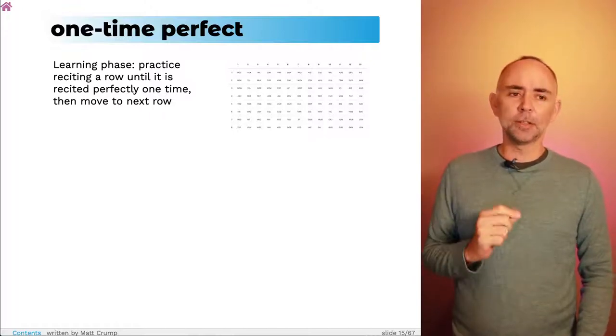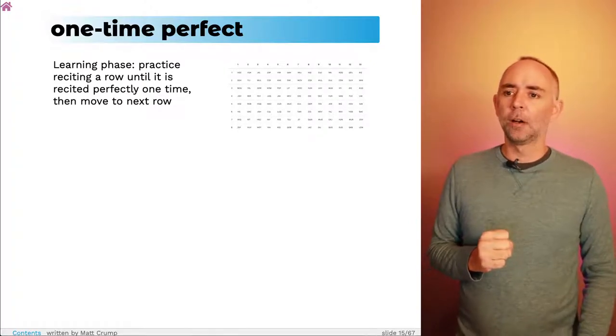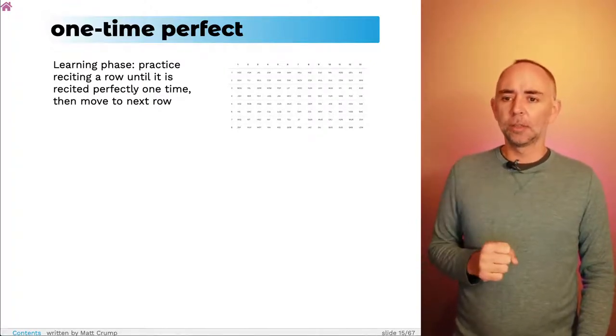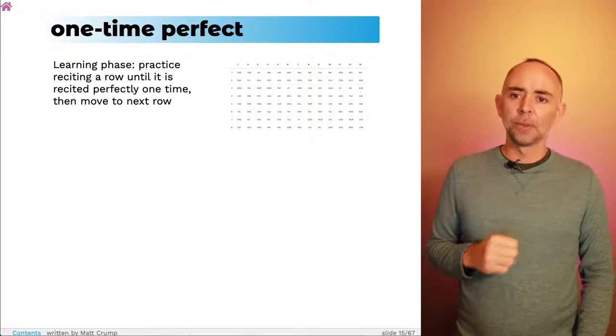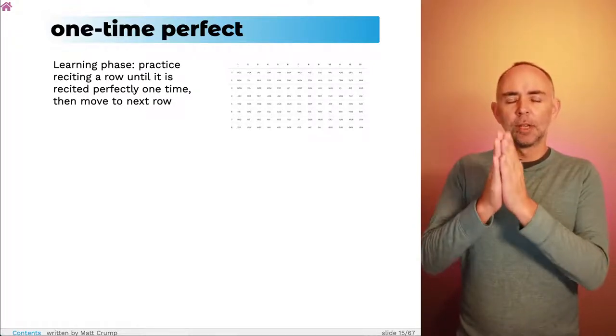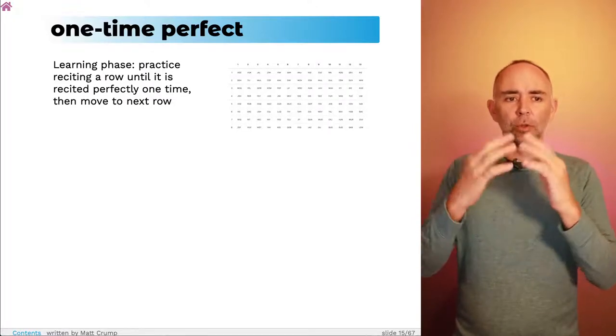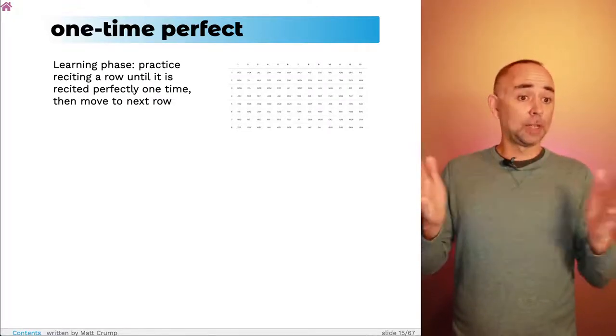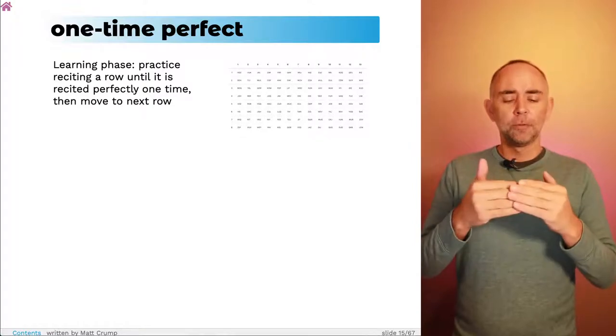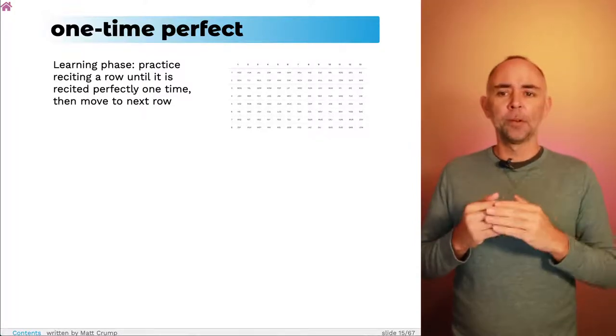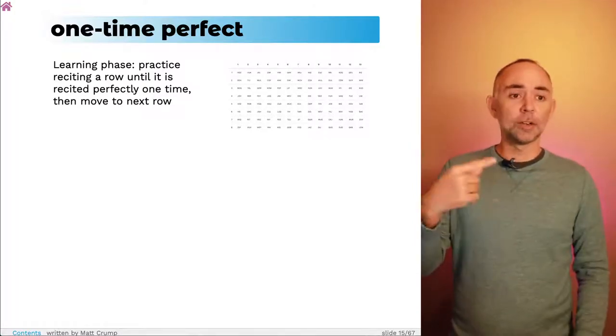But what Ebbinghaus was interested in measuring also, in addition to the ability to learn the sequences, was what happens after delays? What happens to your learning? Do you forget what you learned if you, for example, wait a day or 2 days and then try to recite the list?